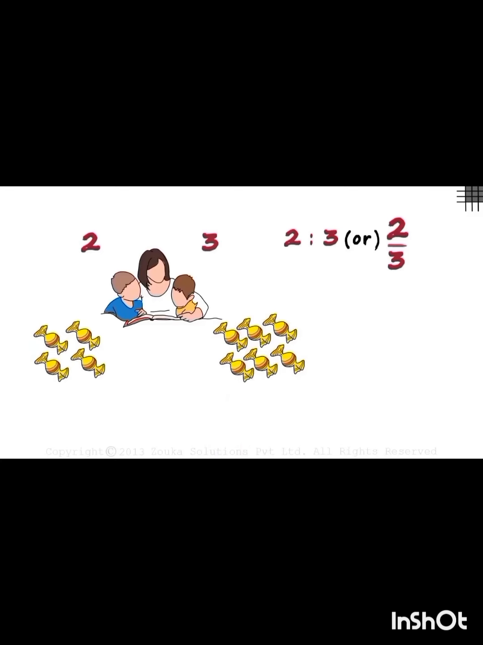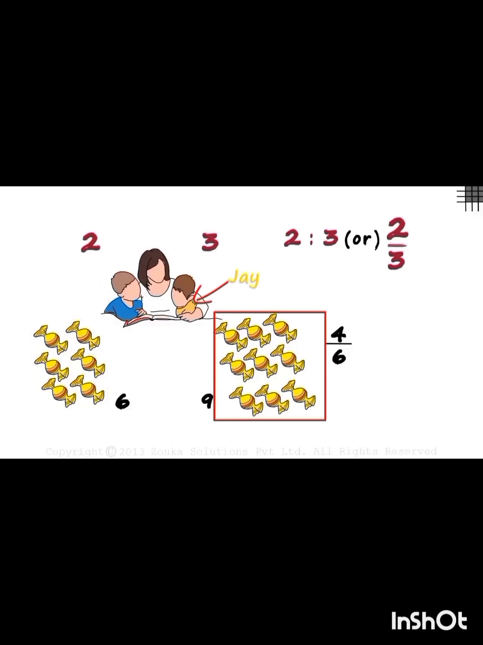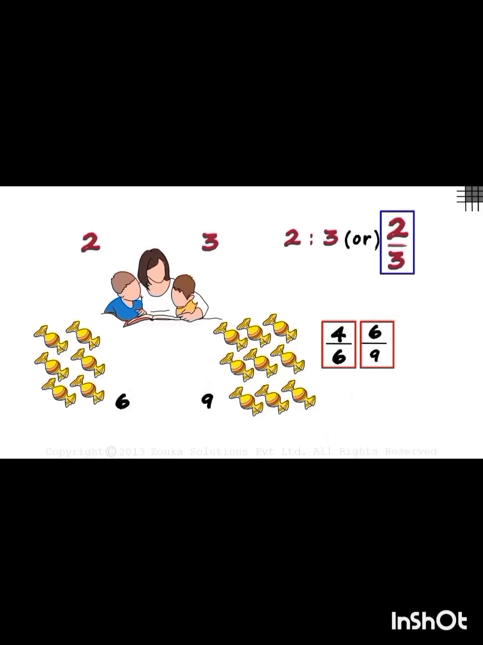They went on for quite a few days. Every time the magic hand gave 2 chocolates to Gav, it gave 3 chocolates to Jay. So let's count the total number of chocolates each of them has. Gav has 4 and Jay has 6. The ratio now becomes 4 by 6. The magic hand again gives Gav 2 chocolates and Jay 3 chocolates. Now the total number of chocolates with Gav is 6 and with Jay is 9. So the ratio becomes 6 by 9. Both these ratios, when simplified, give us 2 by 3. In every case, the ratio remained the same.